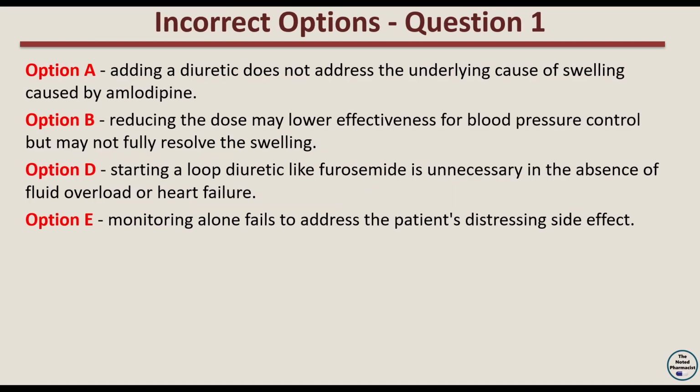Here is the explanation for incorrect options. Option A is incorrect because adding a diuretic does not address the underlying cause of swelling caused by amlodipine. Option B is incorrect because reducing the dose may lower effectiveness for blood pressure control but may not fully resolve the swelling. Option D is incorrect because starting a loop diuretic like furosemide is unnecessary in the absence of fluid overload or heart failure. Option E is incorrect because monitoring alone fails to address the patient's distressing side effect.